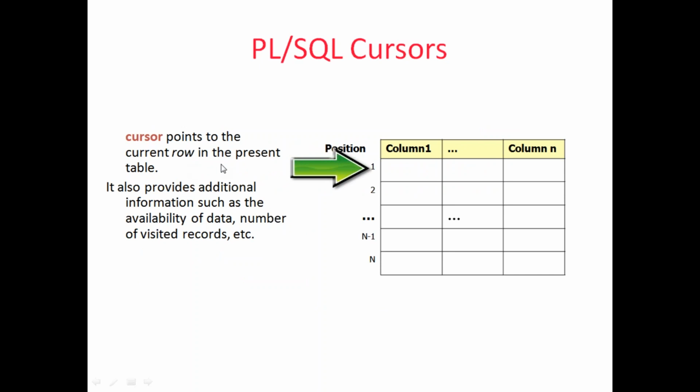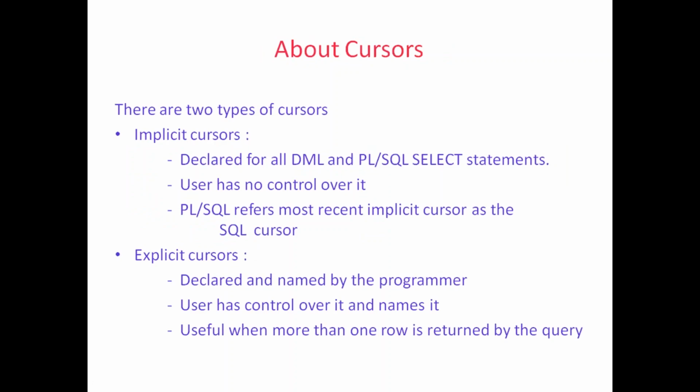A cursor points to the current row in the present table. It also provides additional information. But let us get into cursors. So how many types of cursors are there? In PL/SQL, there are two types. There is one more type also, called a ref cursor, but we'll discuss that later. Initially, consider there are two types of cursor.